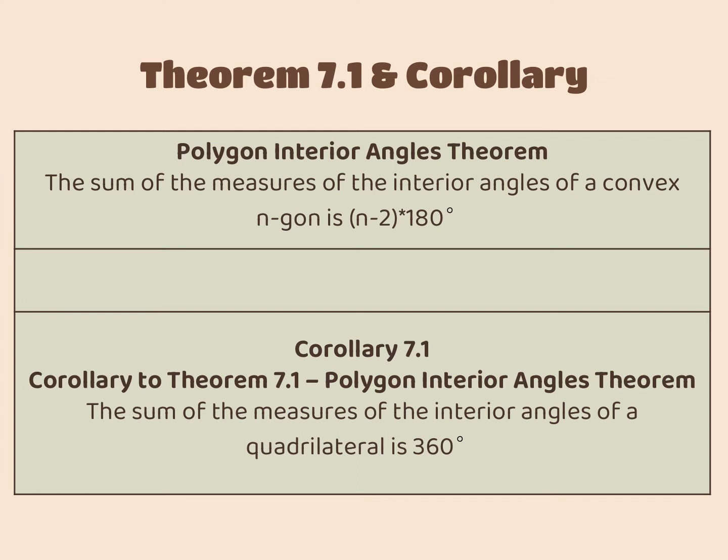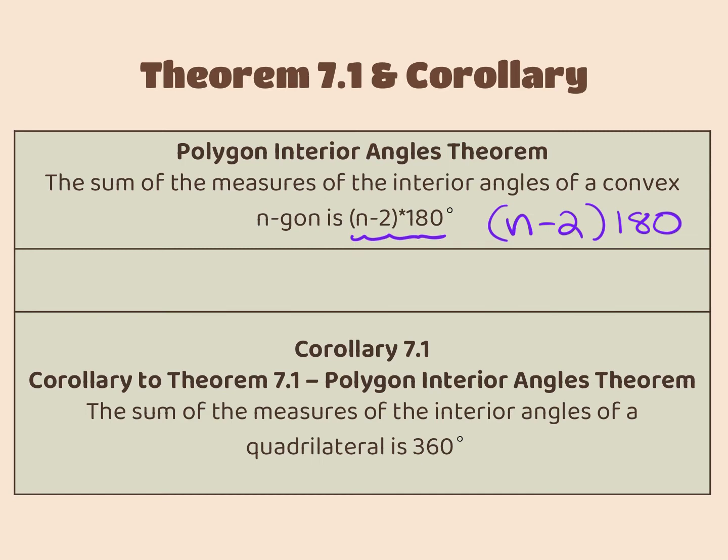This slide has that same formula, but now presented as a theorem. And the theorem is called the polygon interior angles theorem. And again, it's just the formula. It's the number of sides minus 2. It's always minus 2. And then after you do that calculation, that little subtraction, you're going to multiply it by 180. Remember, this will give you the sum of the interior angles.